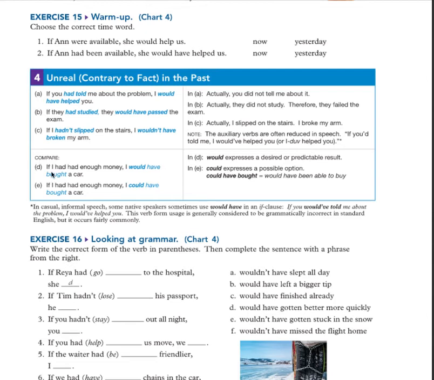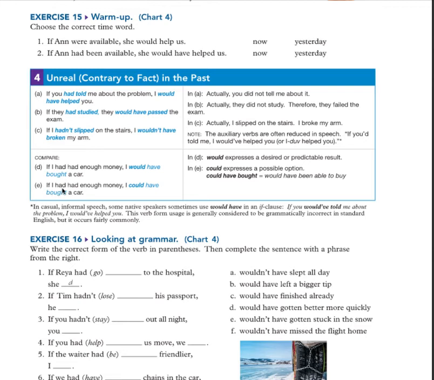Letter D. If I had had enough money, I would have bought a car. So here, look at the if clause. Had had, past perfect. Would have bought, that's your result clause. Would have, and then the past participle. Would expresses a desired or predictable result. You only want to buy a car.